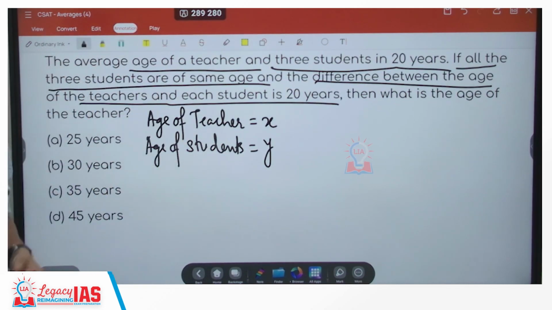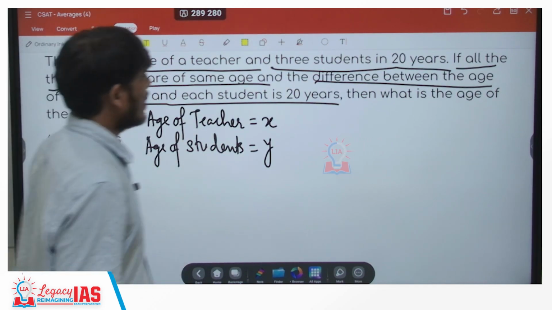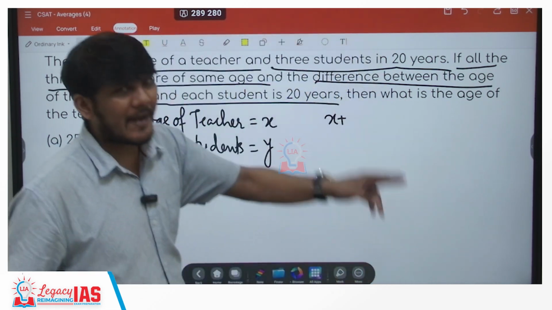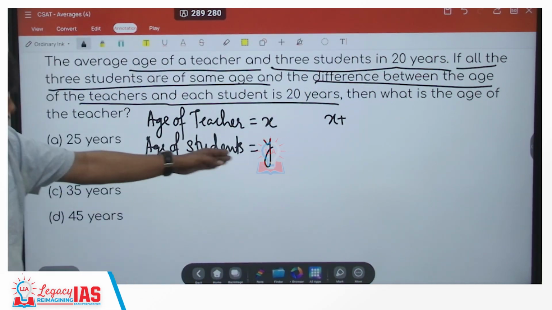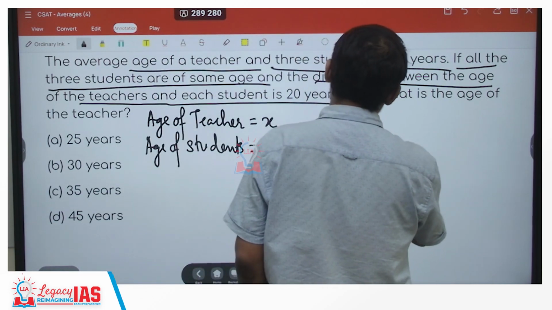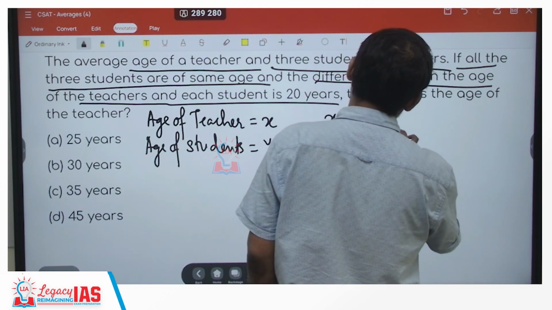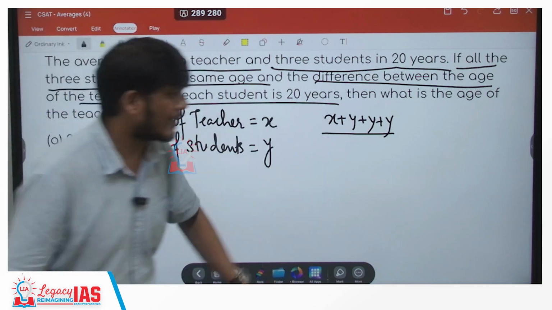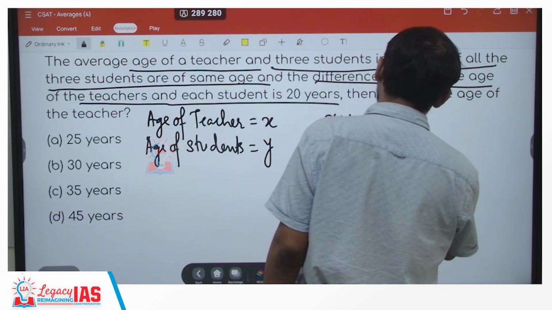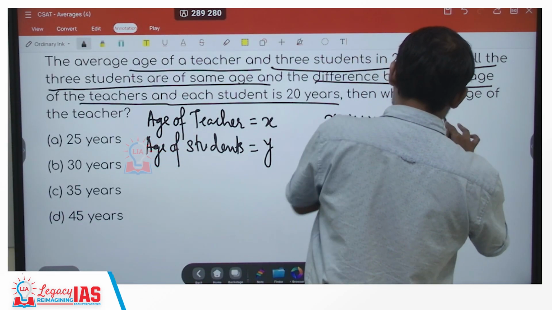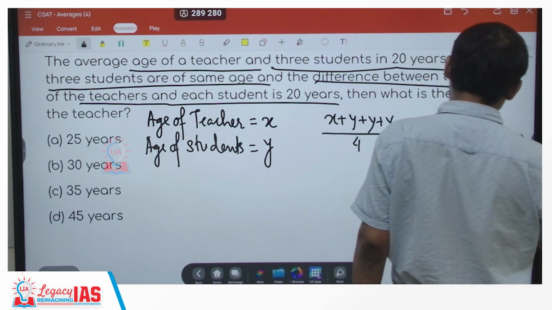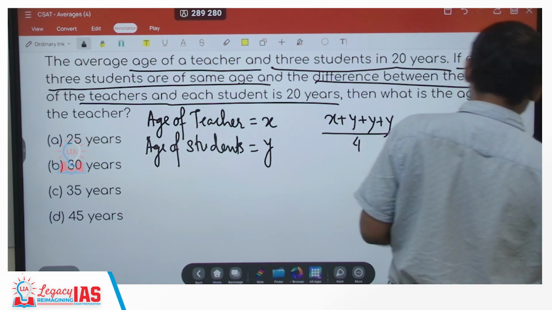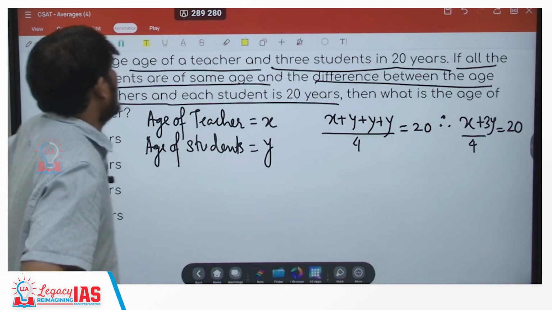Average age of a teacher and 3 students is 20 years. That means X plus Y plus Y plus Y, 3 times Y, because 3 students are there. So X plus Y plus Y plus Y divided by how much? 4, because 4 people are there. This gives me 20. Therefore, you can say X plus 3Y upon 4 equals 20. Right? This is the equation.